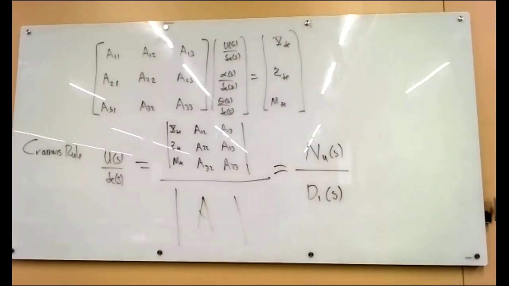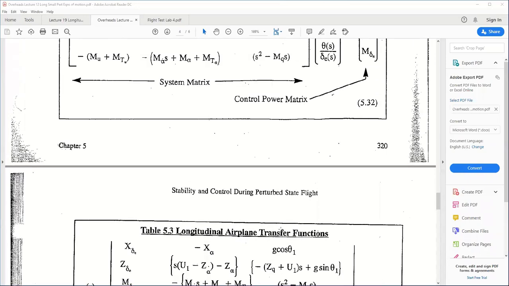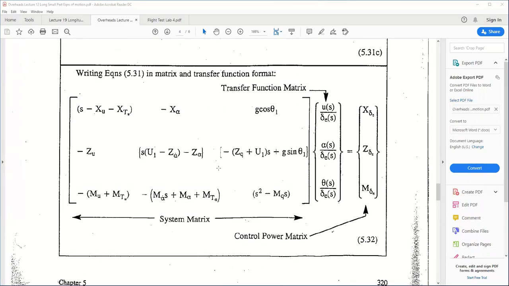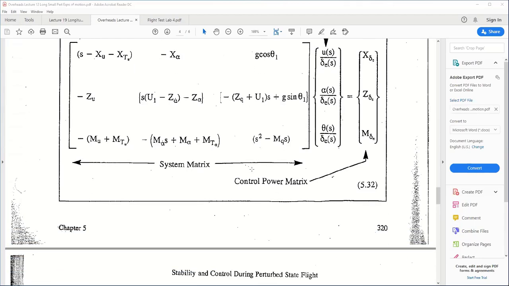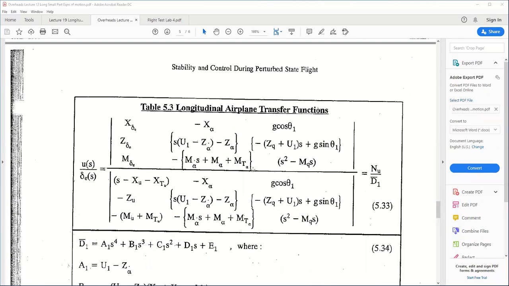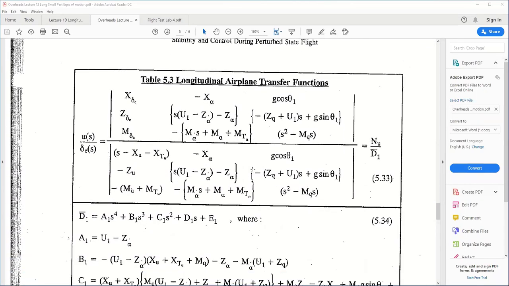And if you need to convince yourself of that again, go back to that handout and look at what the A matrix is. Yeah, so here's the A matrix, right? It's s, X_u is a number, X_T_u is a number. So all of these symbols are numbers, and you just have s's. So this is written out exactly what I'm just kind of sketching out on the board here.